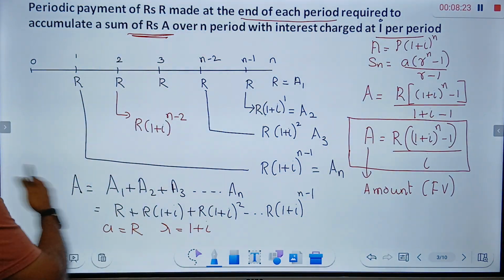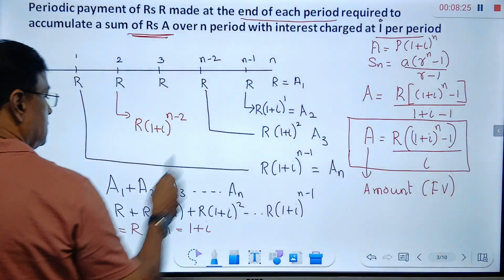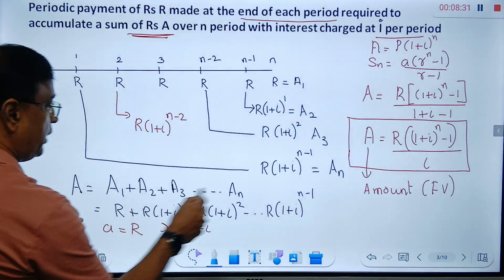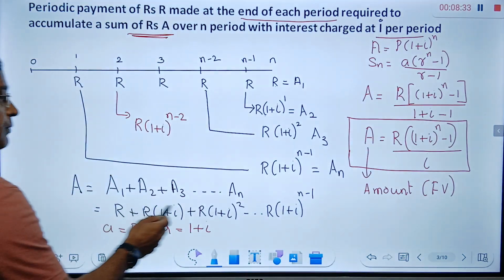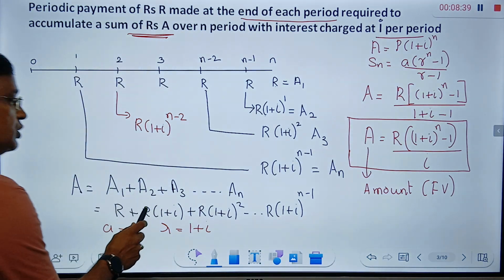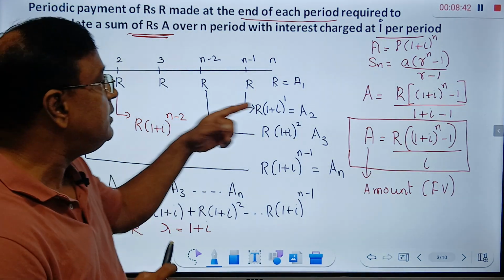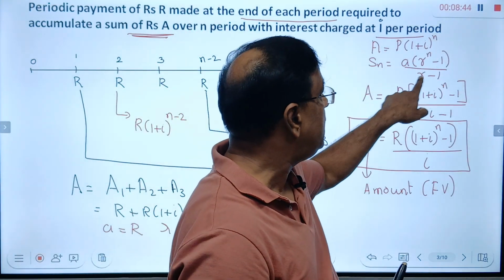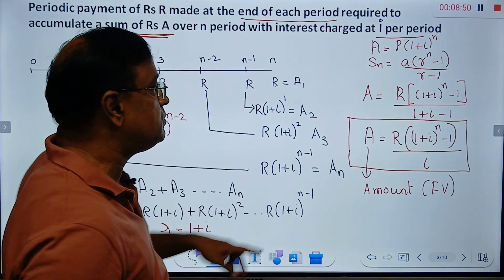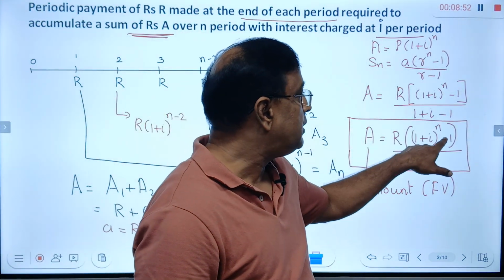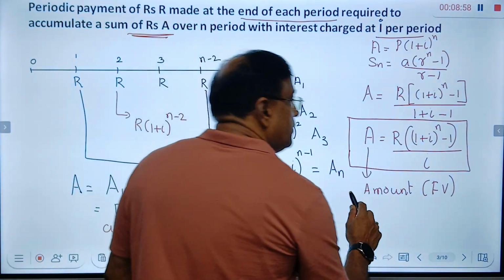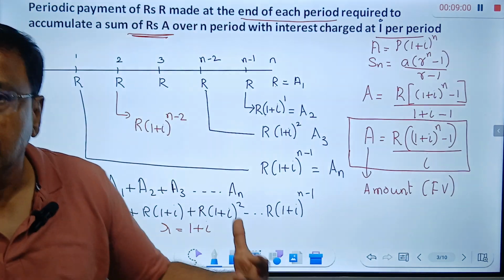So what is the total amount? Total amount will be R plus R into (1 plus i), that is, A1 plus A2 plus A3 up to An. Now, what type of series is this? This is a geometric progression where the first term is R and the common ratio is 1 plus i. The sum of n terms formula is a into r power n minus 1 by r minus 1. Wherever a is there, put R. Wherever r is there, put 1 plus i. So what do you get? R into (1 plus i) power n minus 1 by (1 plus i minus 1). The 1 and 1 get cancelled. You get this, and this is called the amount or future value of the sinking fund.